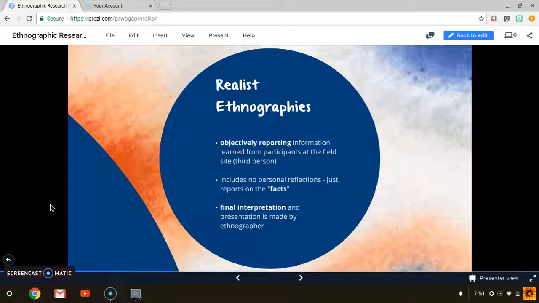The form of realist ethnography is practiced when the ethnographer takes on an objective account of the situation. They are objectively reporting information learned from participants at the field site and will present the inquiry in third-person narration. The ethnographer focuses on just reporting the facts, though the final interpretation and presentation is made by the ethnographer.